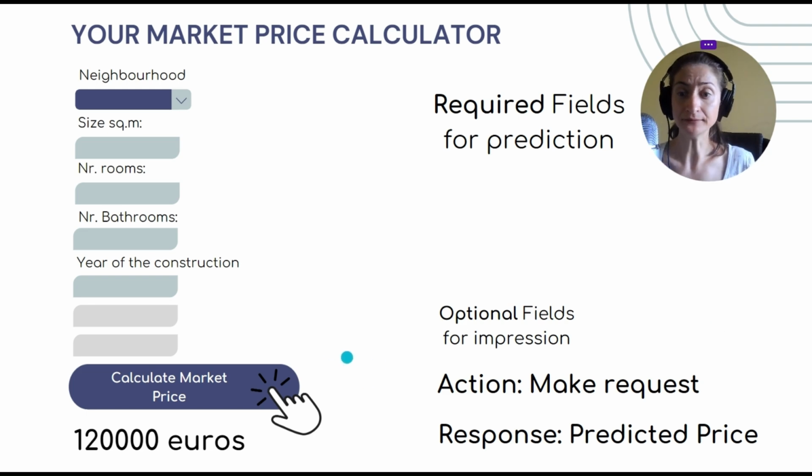Then we'll have a button. And by clicking it, we are calling the API. So inside that request, we are going to pass in all the values that we've collected from the user through the required fields. And then we are going to return the response, which is actually just the response from our API.